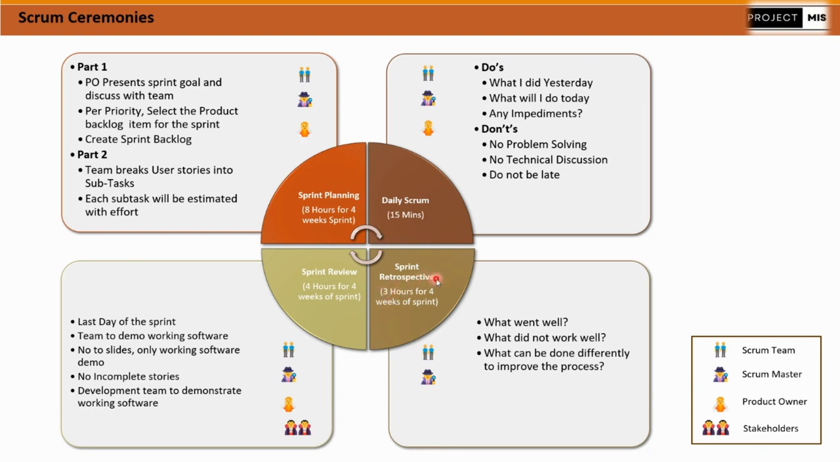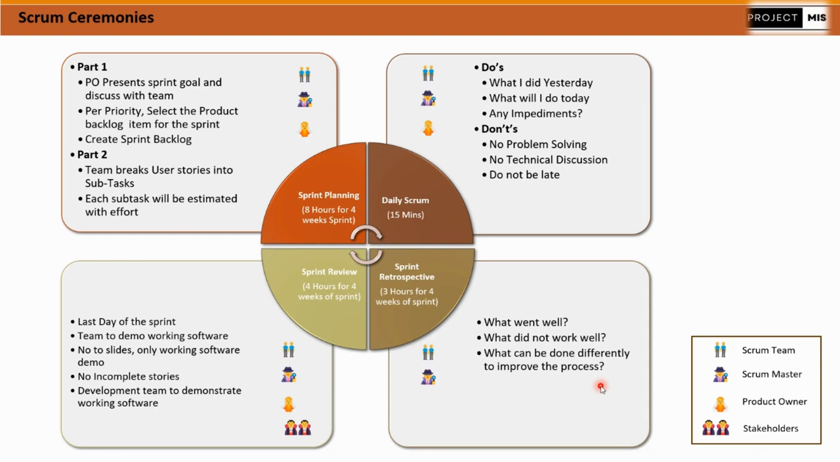So how will a sprint retrospective work? What is the timeline we have to maintain? Time box duration is a maximum of 3 hours for 4 weeks of sprint. Who will be part of this sprint retrospective? Mostly the Scrum team and Scrum Master, because they are the people who are involved on a day-to-day basis in the development work. So any process improvement, any better way of doing things has to be discussed among these people.